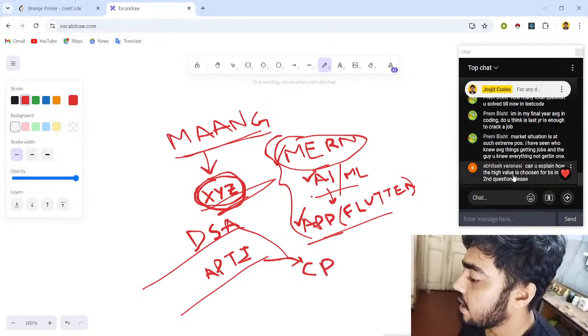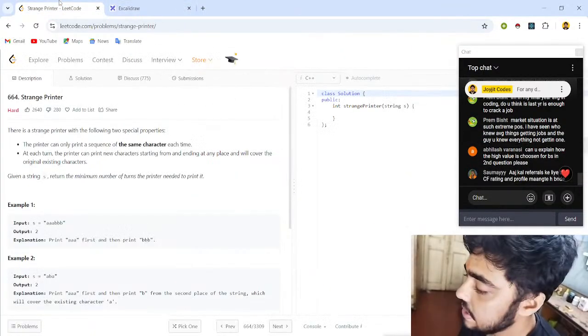Can you explain how the high value is chosen for binary search in the second question, please?